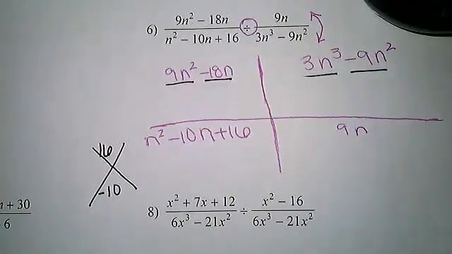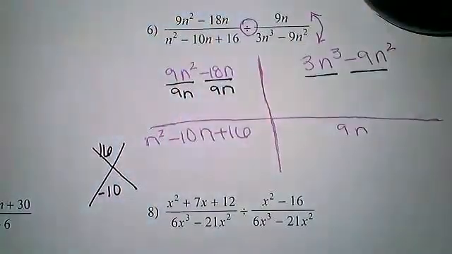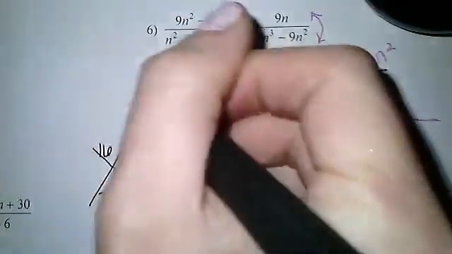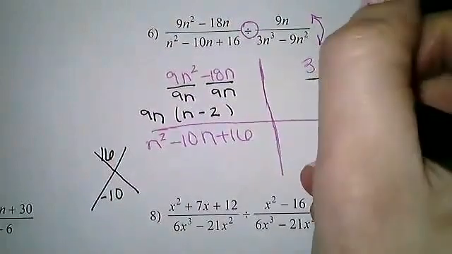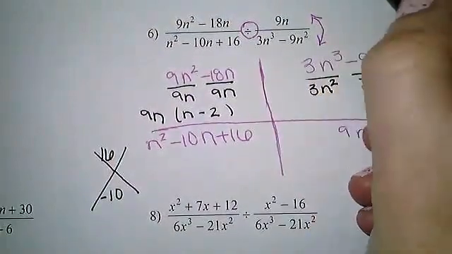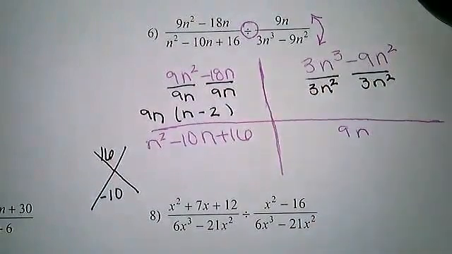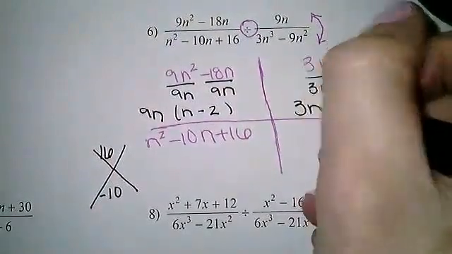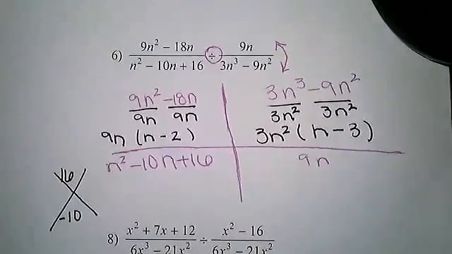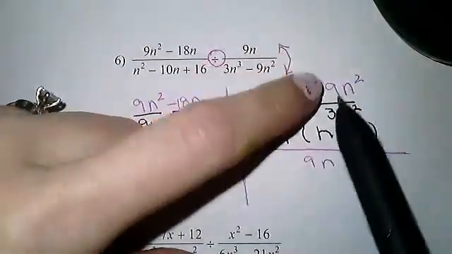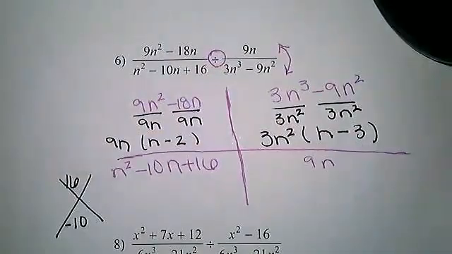Go ahead and put this one up here for you guys so you can make sure you got your final answer right. There we go. It should look like this on the top. I have to take the 9n out. And over here, because the smallest exponent is a 2, you want to divide by n squared. So it should look like that. So you're dividing 3 by 3, that can cancel. And 9 by 3 is 3.